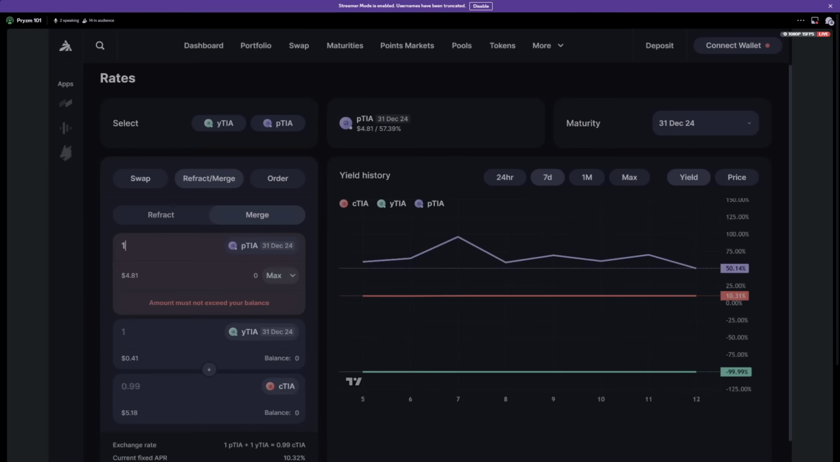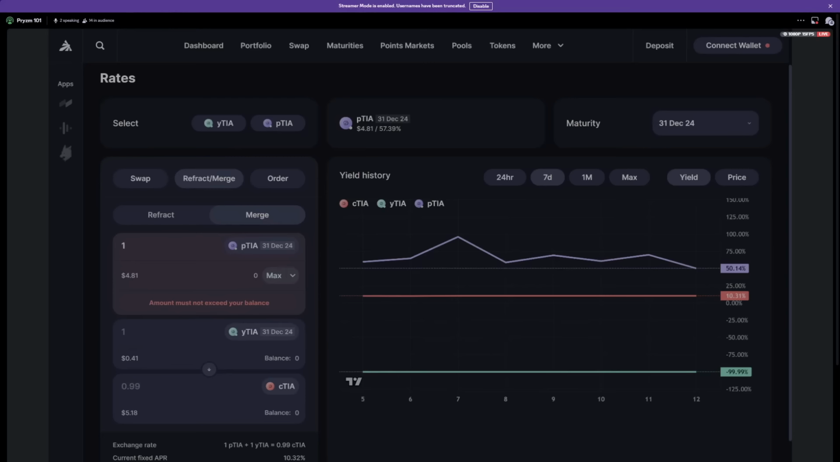Hopefully that makes sense to people on what it is. I think a follow-on question we had from that was, why does a yield token have no value at the end?